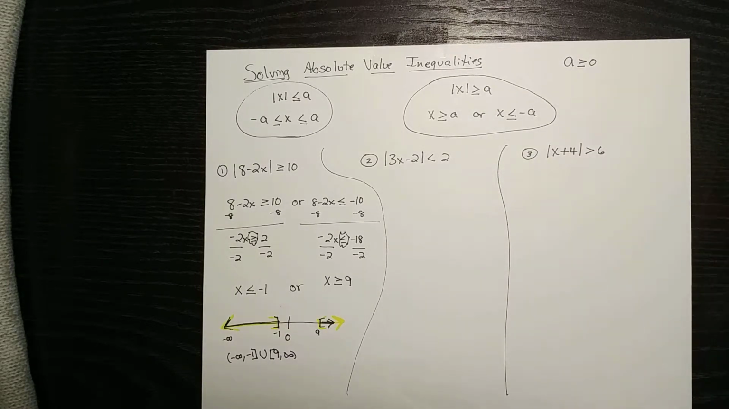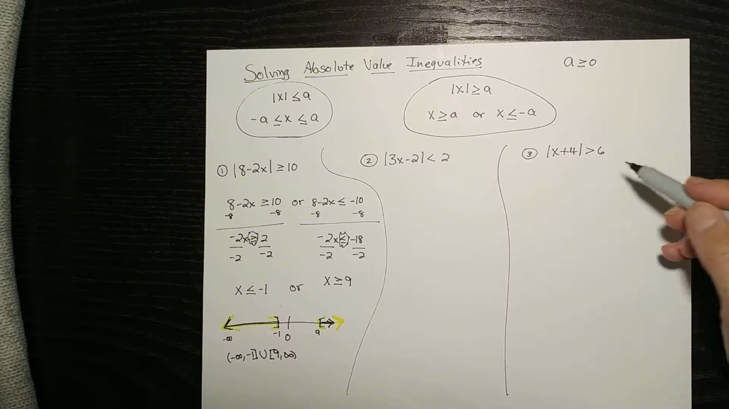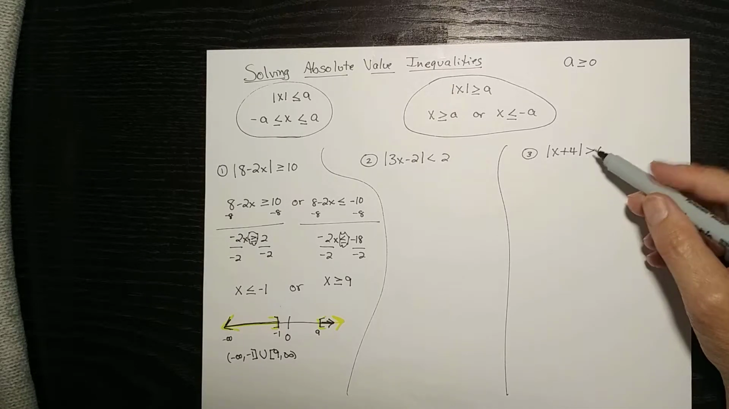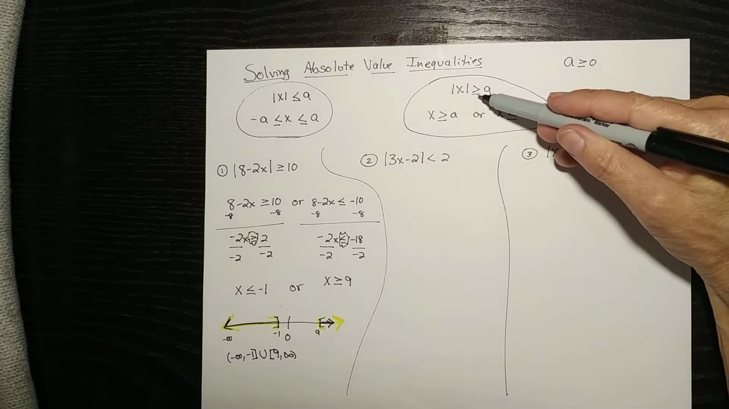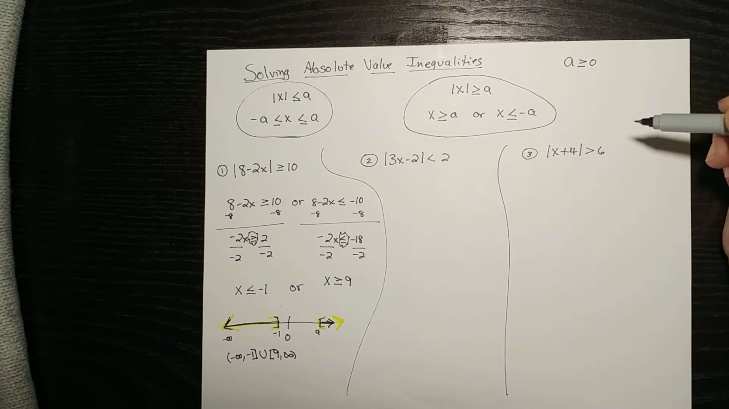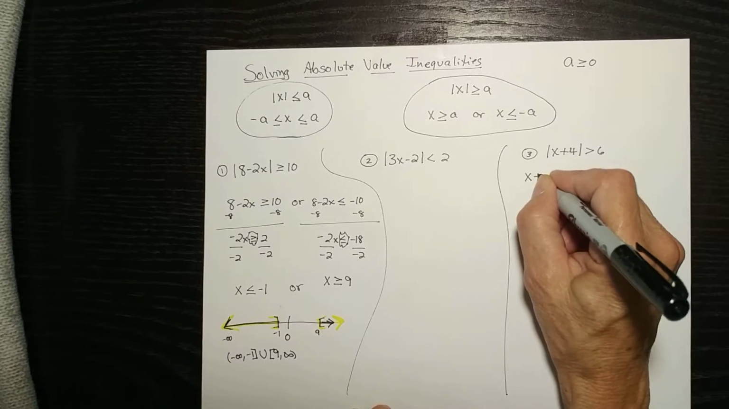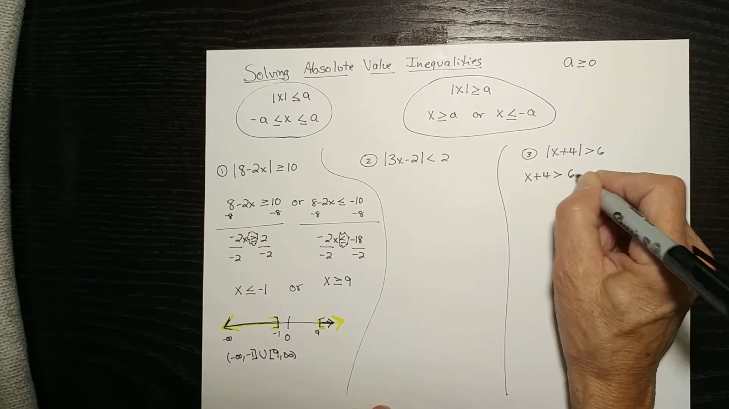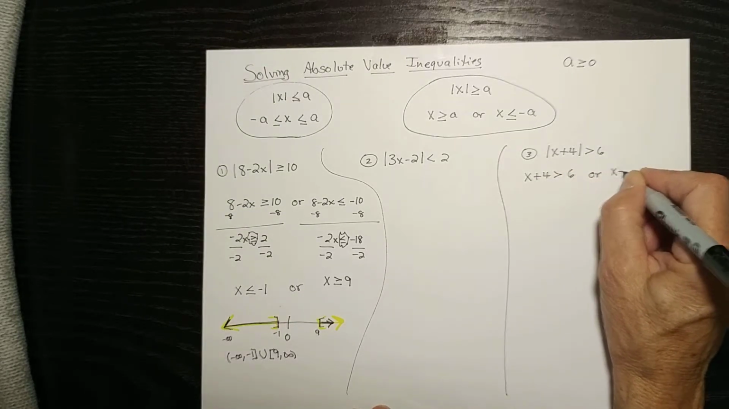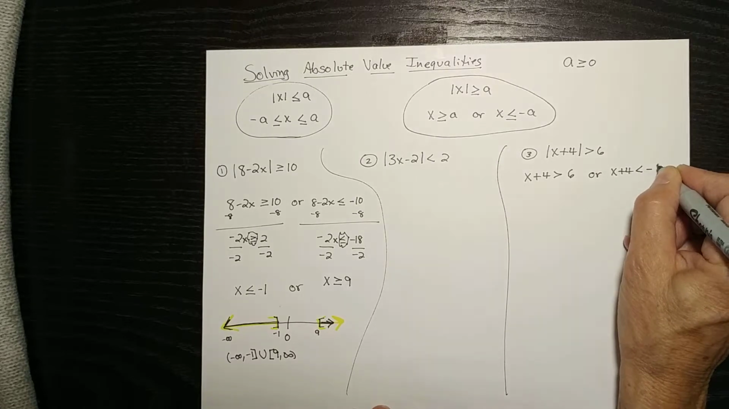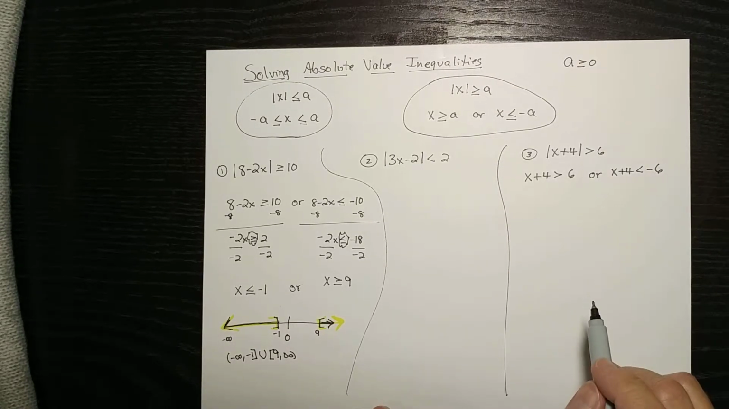The absolute value of x plus 4 is greater than 6. This has a greater than sign, which means that we're going to again use this rule. Because it has a greater than, we remove the absolute value expression and write our two statements. x plus 4 is greater than 6, or x plus 4 is less than negative 6. And we solve each of these inequalities for x.